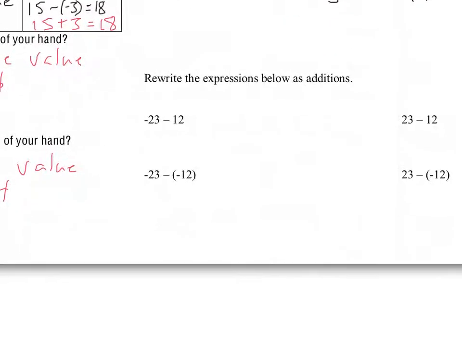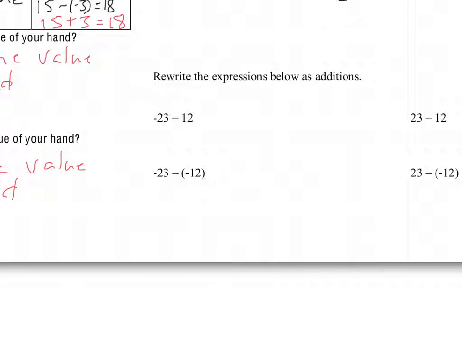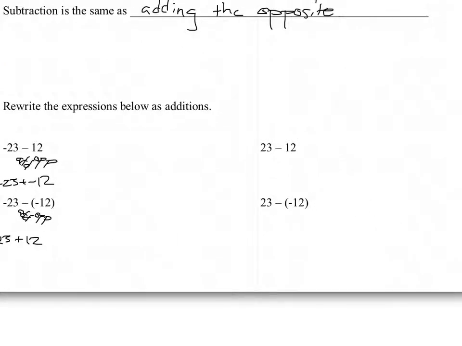So when I come over here and I want to rewrite the expressions, I want to change this negative 23 minus 12 to add the opposite. So negative 23 add the opposite of positive 12, which is negative 12. Same thing down here. I have minus negative 12, so I'm going to change it to add the opposite. So that's negative 23. Add the opposite of negative 12 is positive 12. Same idea here. Subtraction, I'm going to add the opposite.